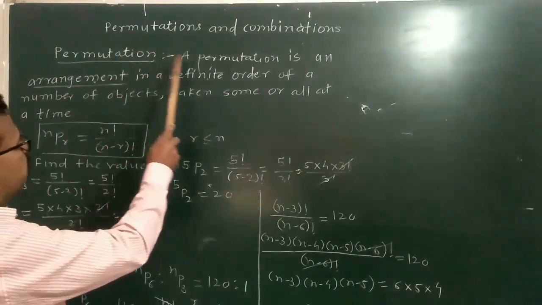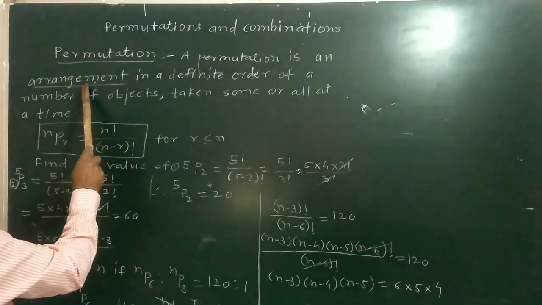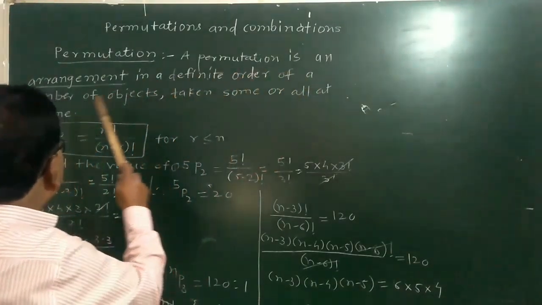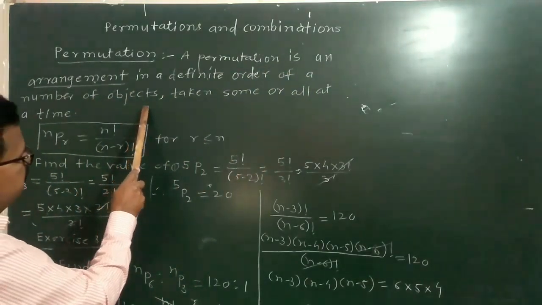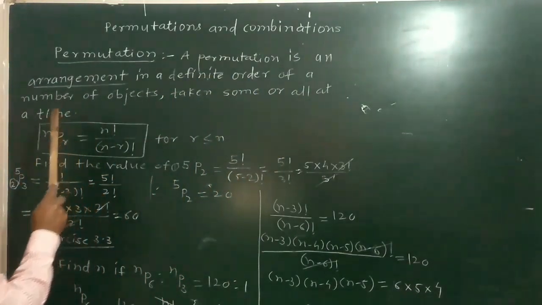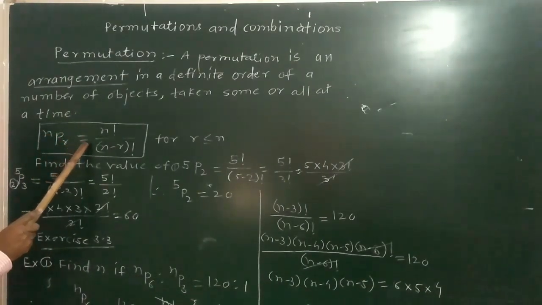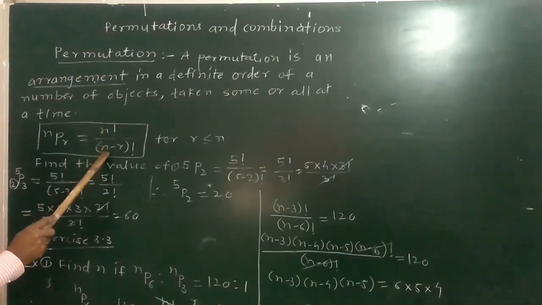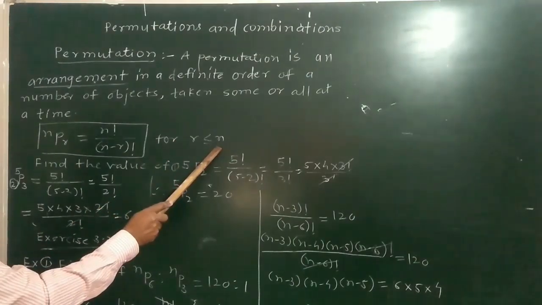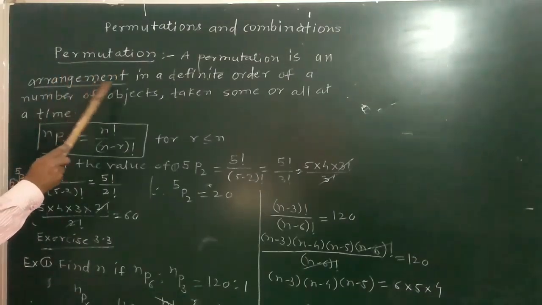Next point, permutation. A permutation is an arrangement in a definite order of a number of objects taken some or all at a time. Here the permutation formula: nPr is equal to n factorial upon n minus r factorial, for r is less than or equal to n. Permutation means arrangement.